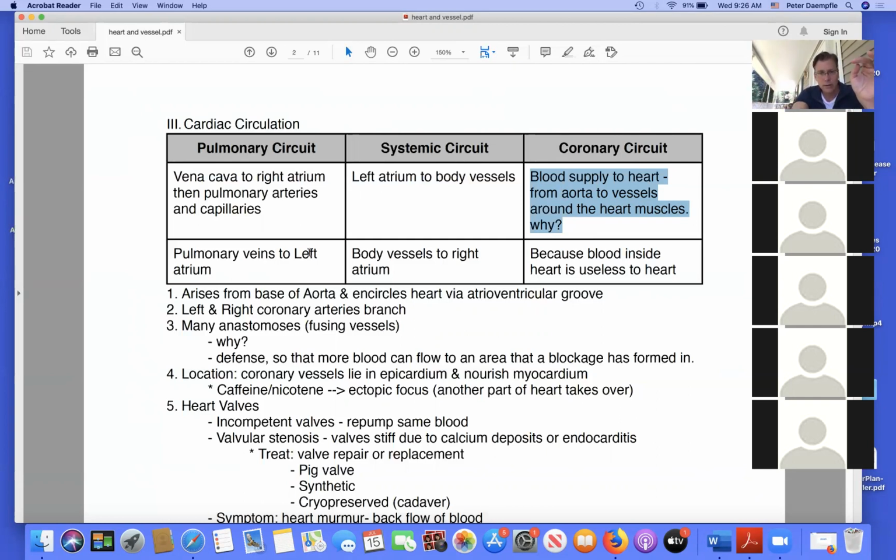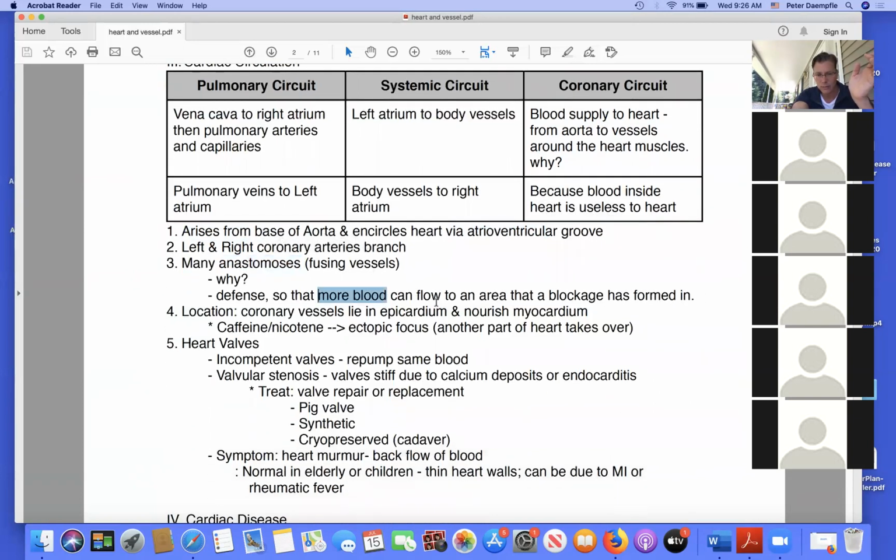So instead, the coronary circuit arises from the base of the aorta, encircles the heart through the atrioventricular groove, and sends blood through the left and right coronary arteries to branch and form what we call anastomoses, or many fusing vessels. So a lot of blood can flow to an area even if there's a blockage. Those coronary vessels lie in the epicardium and nourish the myocardium.